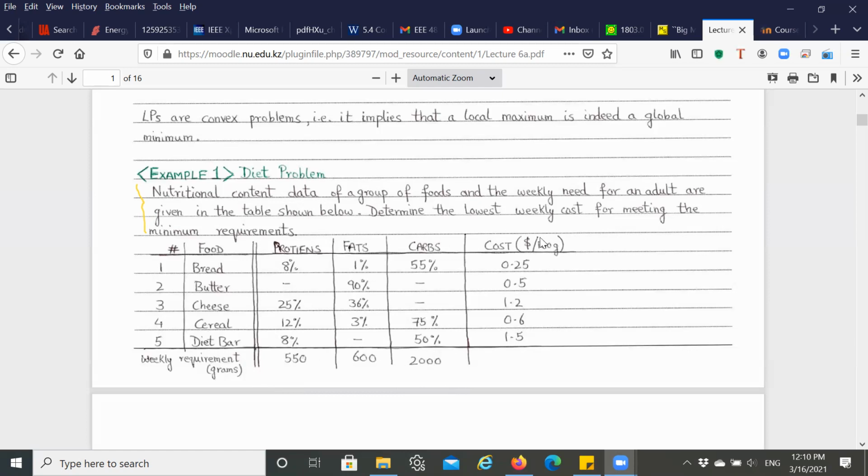So what we want to do is choose these items in such a way that the weekly cost that you have to pay for them is minimized, okay? So you want to pay the minimum amount of money so as to at least satisfy the minimum requirements of these components in your food items, okay? So how would you do that?